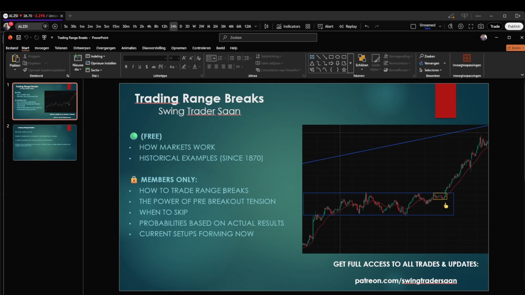How to trade them. No, I already told you this part. I'm going to show you when to skip. I'm going to show you the probabilities based on my results.